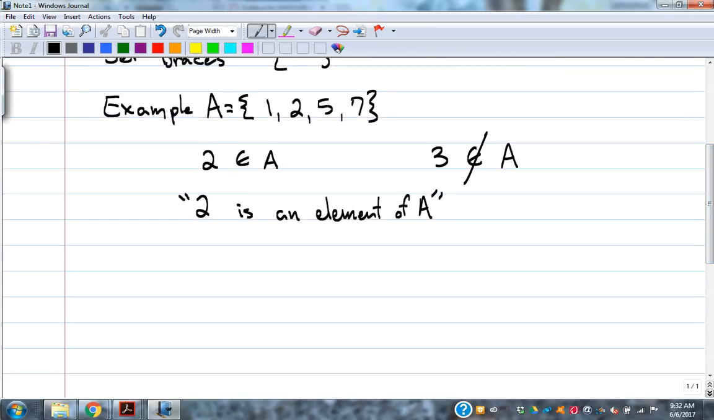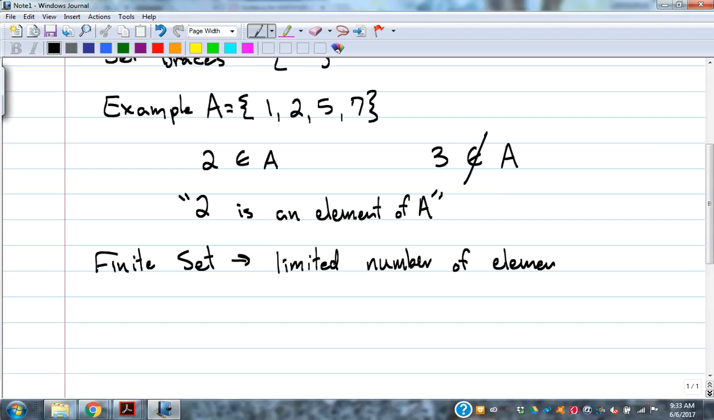There's two different types of sets that we're going to deal with. One is called a finite set. And if something is finite, it has a limited number of elements. Think about, you can count how many are in there. Our example, set A, is a finite set because there's 4 pieces in it. No more, no less. There's 4 pieces in set A.